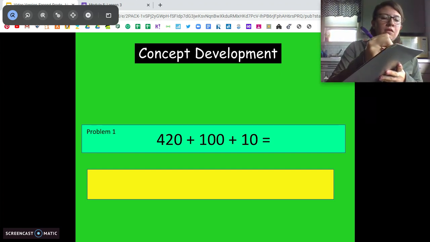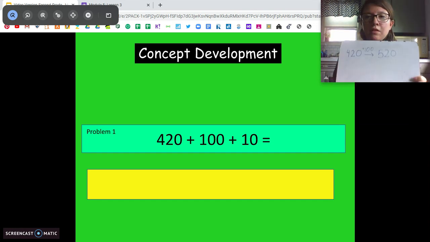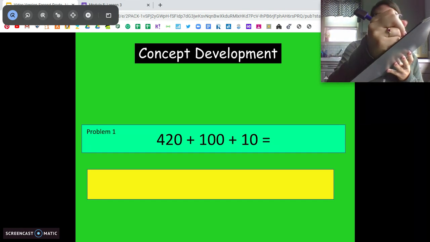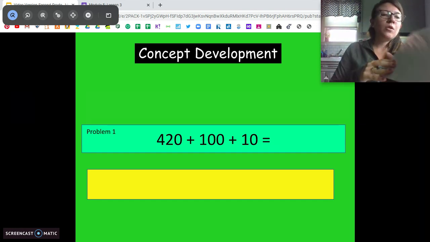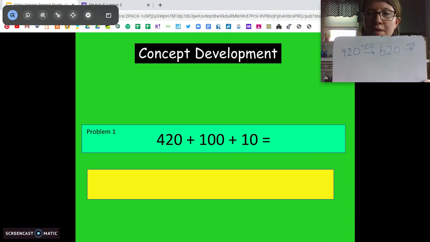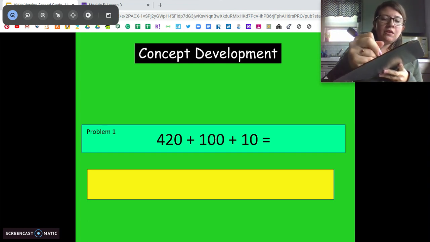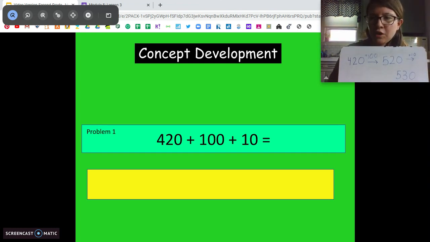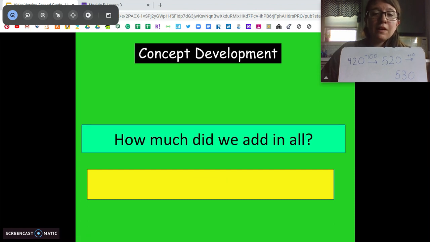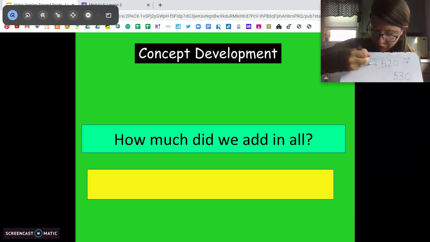520. Good. Now, from there, we're going to use the arrow method and add 10. What's 520 plus 10? Very good. 530. Good. Okay. Now, how much did we add in all? How much did we add in all?